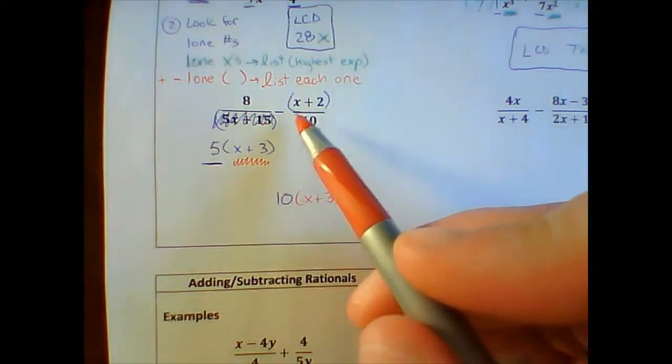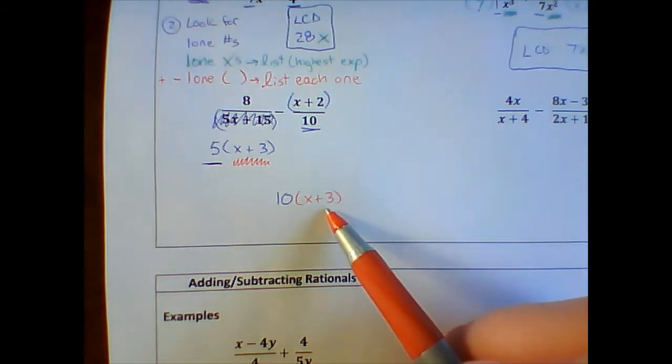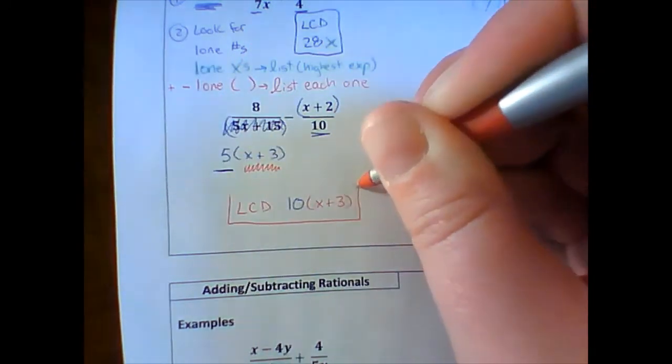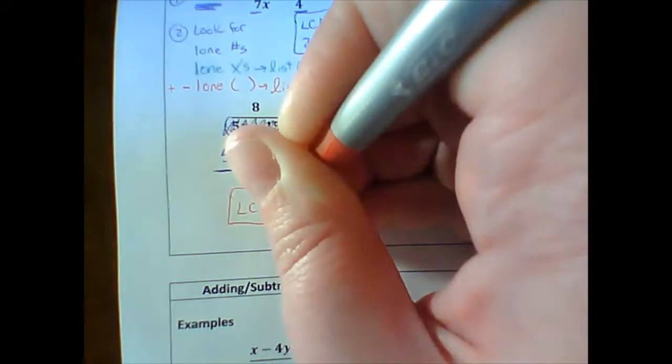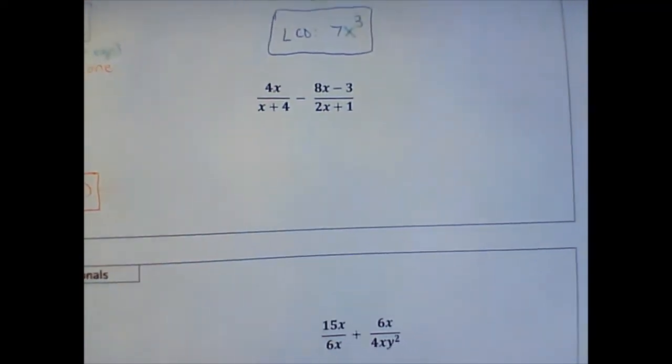So the numbers, you find the number they can both reach, but everybody else, you just make a list of them. You list the variables, you list the groups, and that is the least common denominator right there. Okay, there it is. 10 times the group x plus 3.